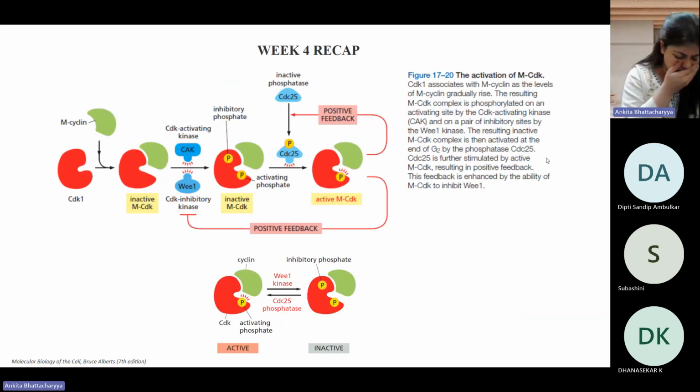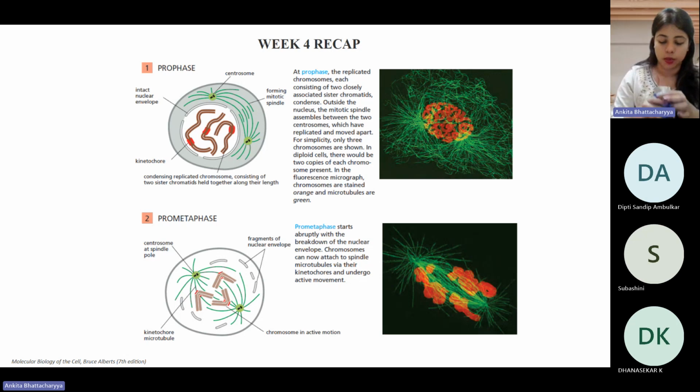So following this, what happens is that the cell has now decided that it is going to enter the M phase, and within the M phase, we'll look at each of these steps one by one.